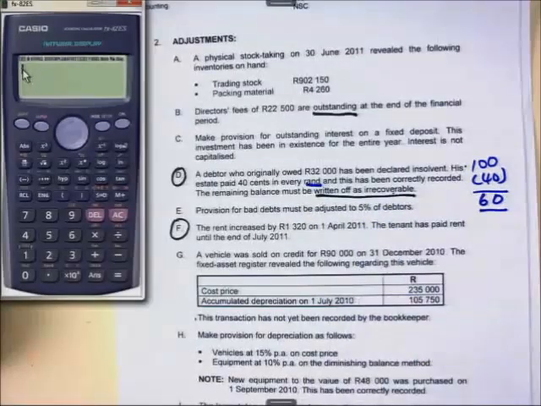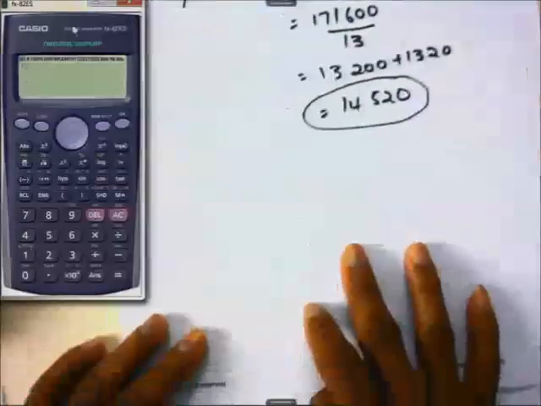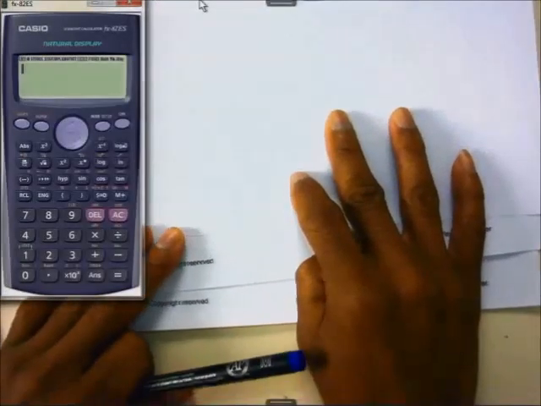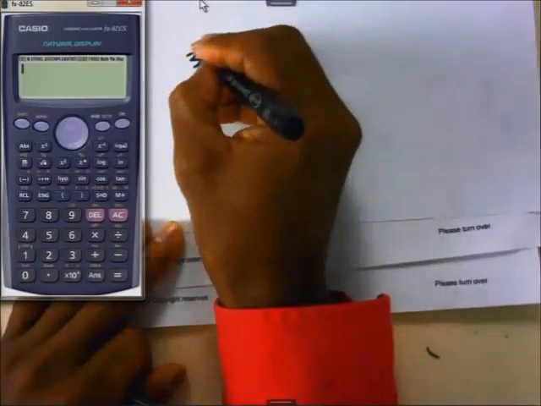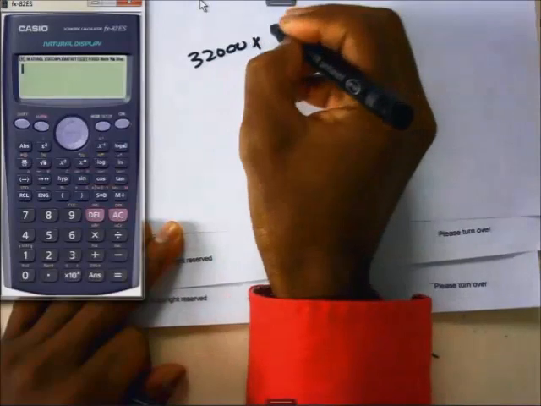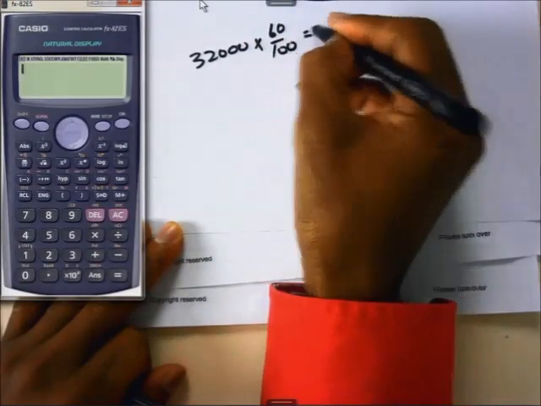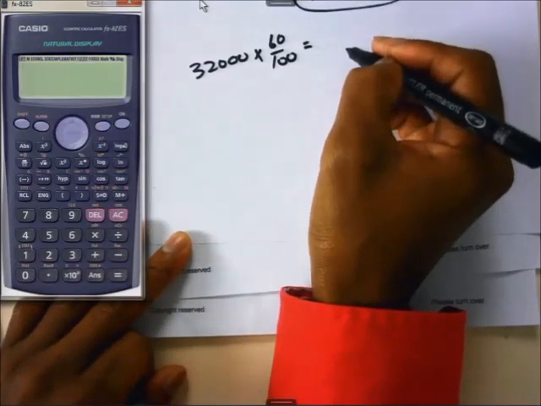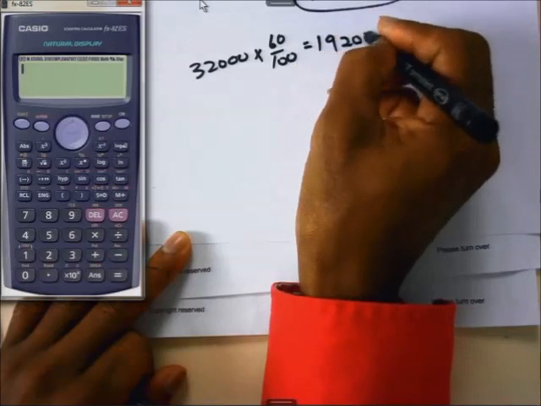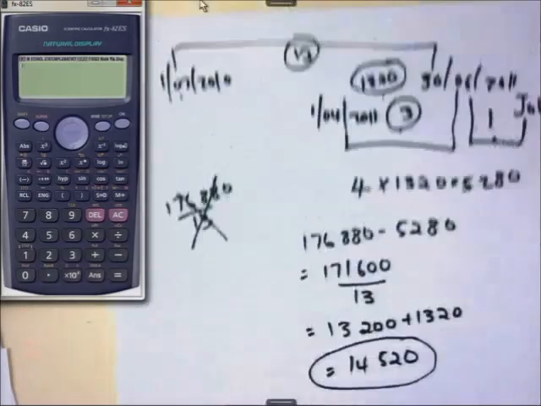So let's calculate: 32,000 multiplied by 60 over 100. Remember, 60 cents is the same as 60 over 100, because they say 60 cents in every rand. Then we'll get 19,200. So the 19,200 represents bad debts, the remaining balance that must be written off.